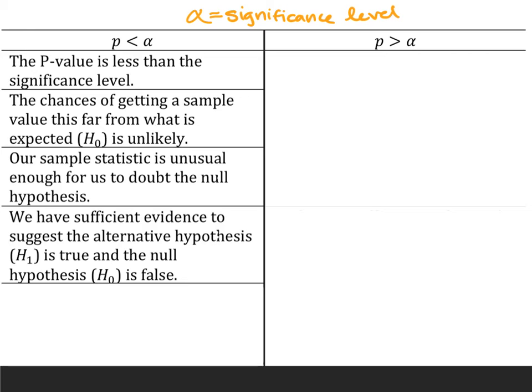In fact, not just evidence, but we have sufficient evidence. So that's usually the word we use, sufficient or insufficient. If our p-value is less than alpha, then we have sufficient evidence to suggest that the alternative hypothesis is true and the null hypothesis is false.